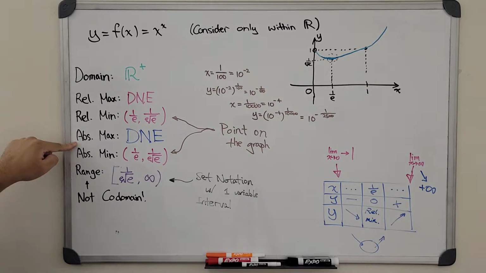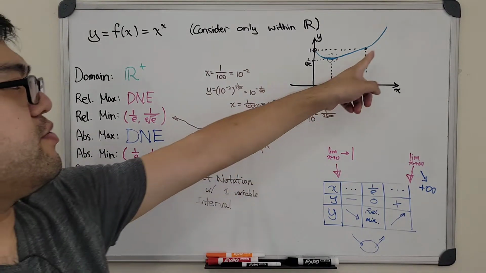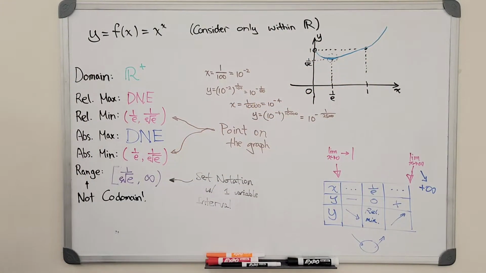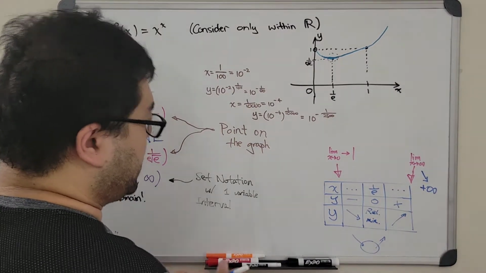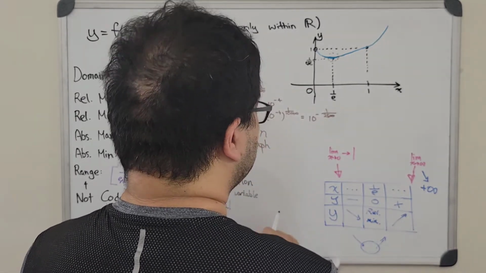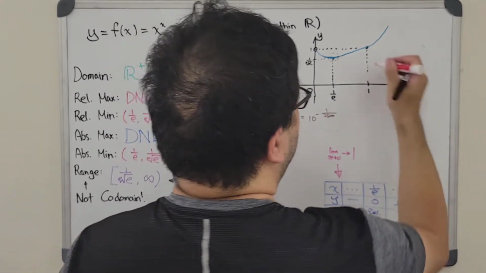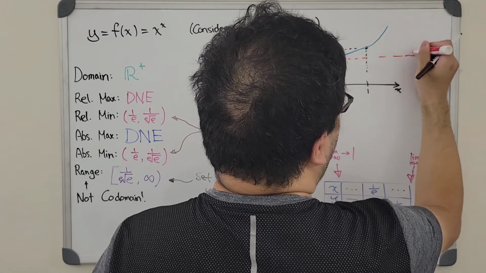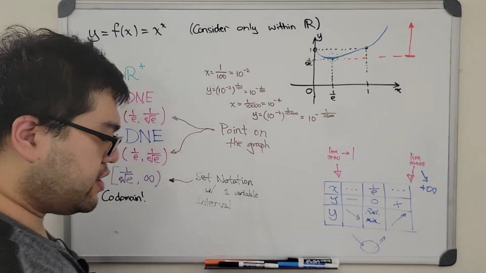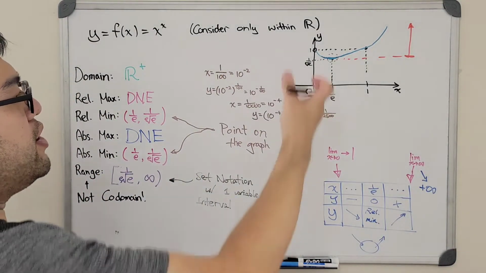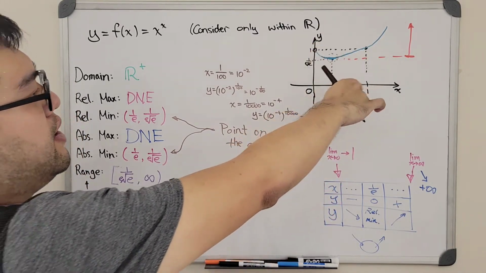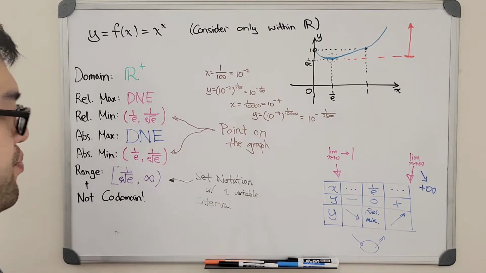And for the absolute maximum, we see that it does not exist either, because as x approaches infinity, it's going to blow up as well. Good. And then the range, again, is the last thing we're going to check, which is taking this part here. Here is the lowest point we can have, and we're going to take everything above. As the function is continuous, we're not going to have any y value in the red part that is not included. Good.